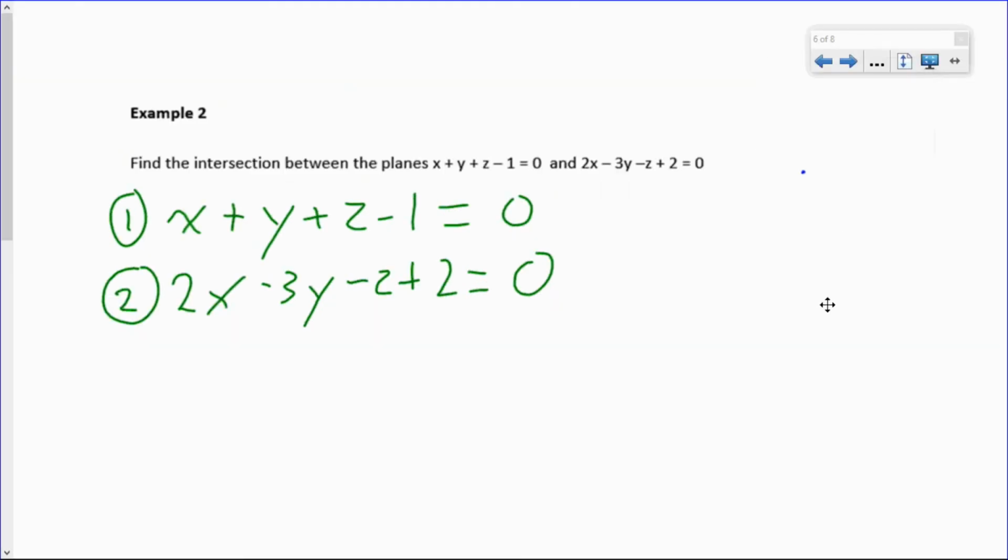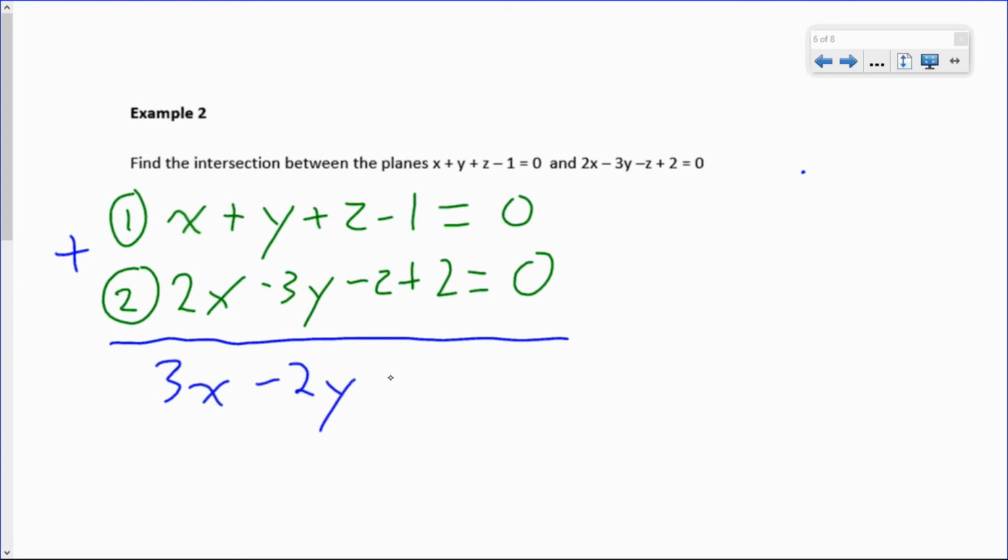Moving on to our next example. So again, I've rewritten those two equations, lined them up, labeled them as equation 1 and 2, and I'm going to use elimination. Now, if you want, you could double equation 1 and eliminate the x's, but notice that the z's are opposites of each other, so why not eliminate those? I add the equations together, I get 3x minus 2y, the z's are eliminated, plus 1 equals 0.